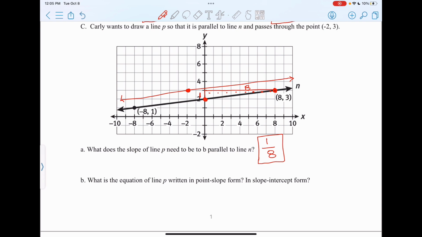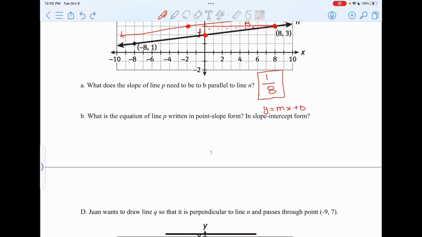Then it says, what is the equation of line P written in point-slope form and in slope-intercept form? Well, slope-intercept form is our y equals mx plus b, but point-slope form you might have forgotten. So let me remind you of what point-slope form looks like.